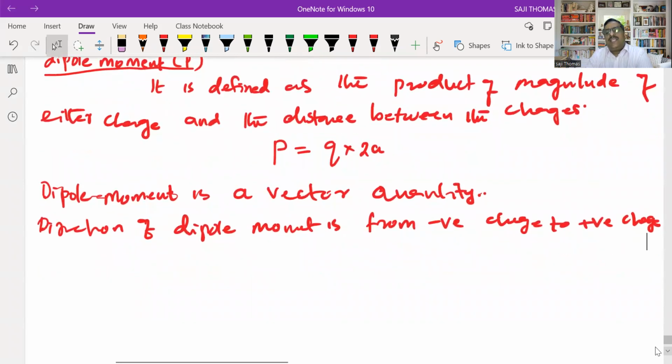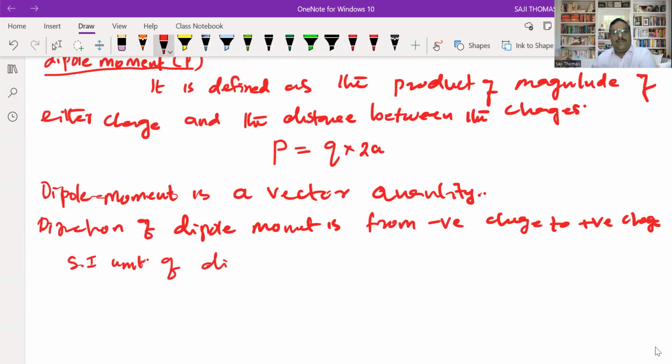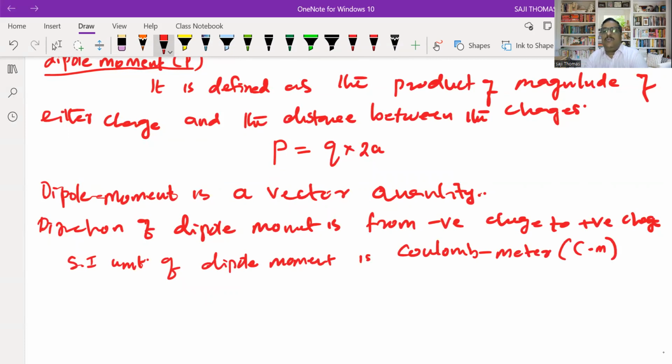Now, what could be the SI unit of dipole moment? You know, dipole moment is charge into 2A. You know the unit of charge and the unit of distance. So the SI unit of dipole moment is Coulomb meter. The SI unit of electric dipole moment is Coulomb meter.